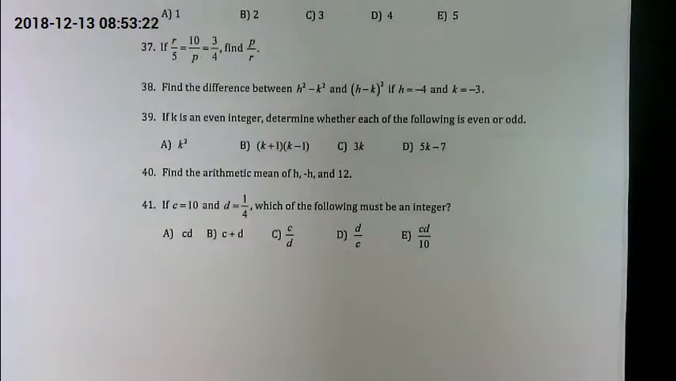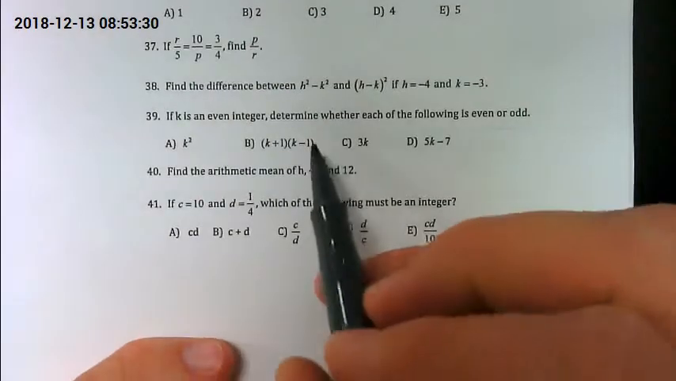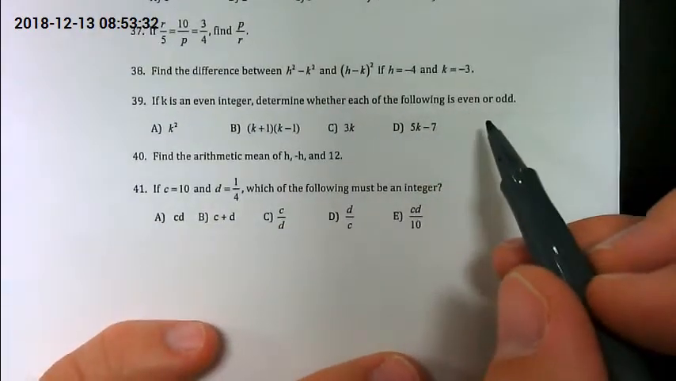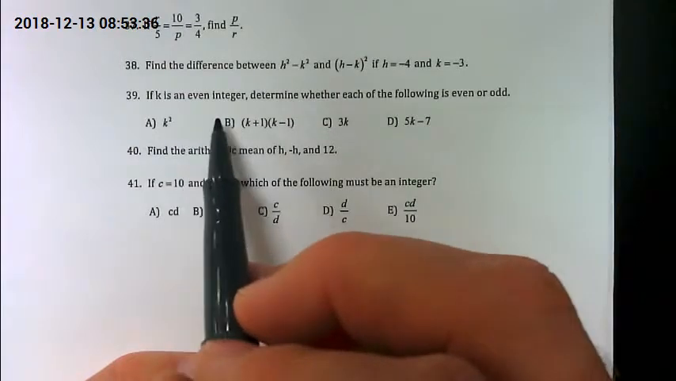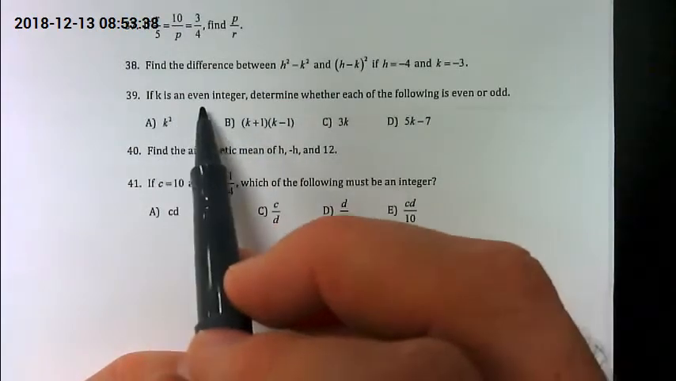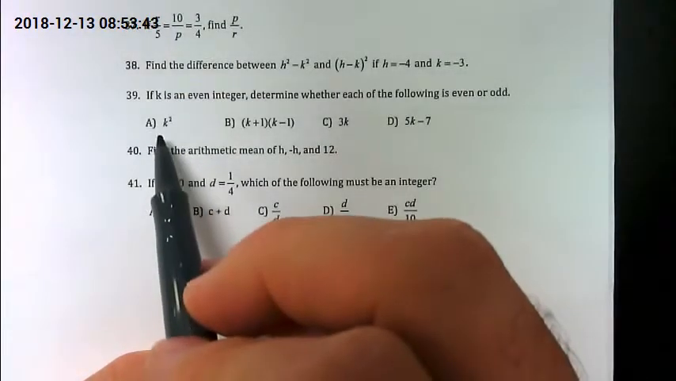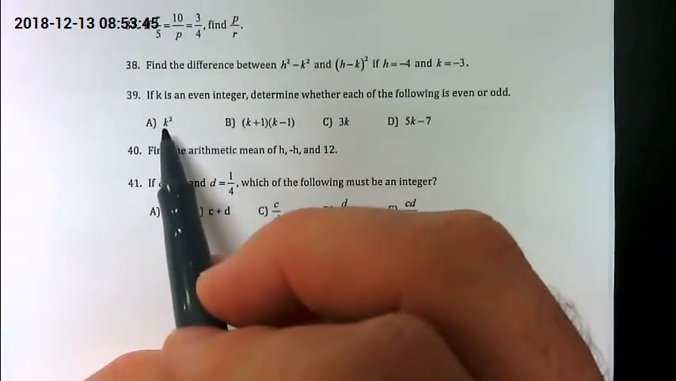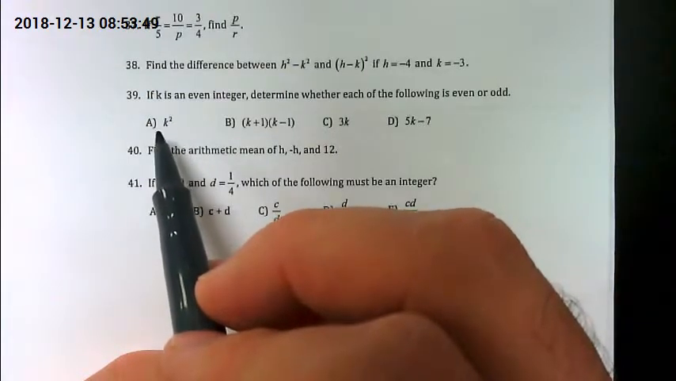All right, so starting off with number 39. If k is an even integer, determine whether each of the following is even or odd. So, all we know is that k is an even integer, right? Well, if we take an even integer and square it, it should be even still, because an even number times an even number is going to give you an even value.